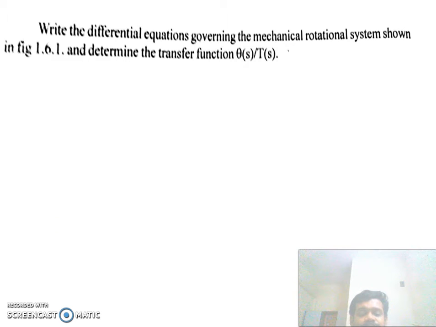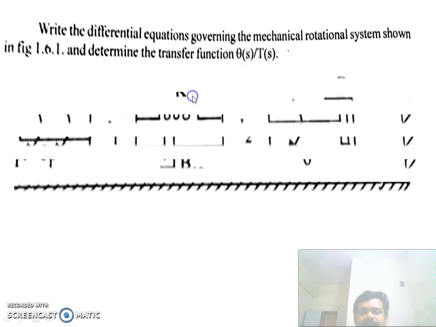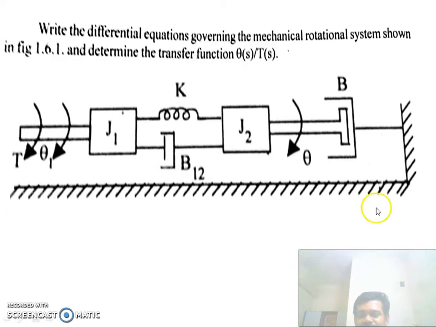So now we are going to see the next problem. Write the differential equation governing the mechanical rotational system shown in the figure. So determine the transfer function theta of s divided by T of s. So this is the given figure.